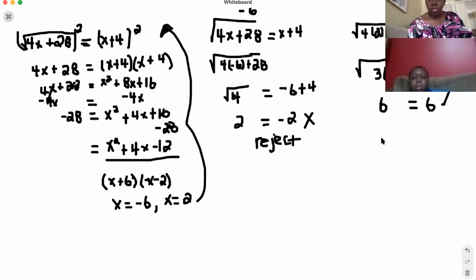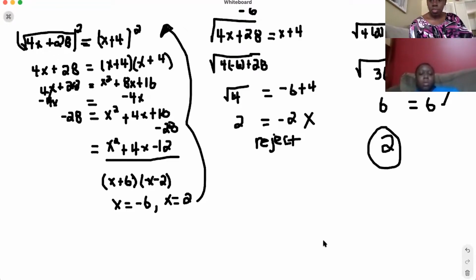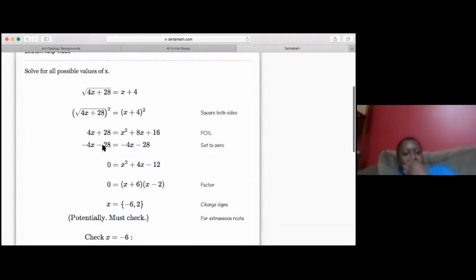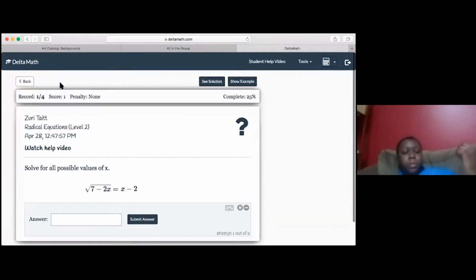So the answer is 2, and 2 is what you should be putting in to your solution. Yep, it was correct. Wonderful. So let's move to the next problem. But you see how to do this, though, right? It's not that bad. It's a lot of steps, but the process is very easy, actually.